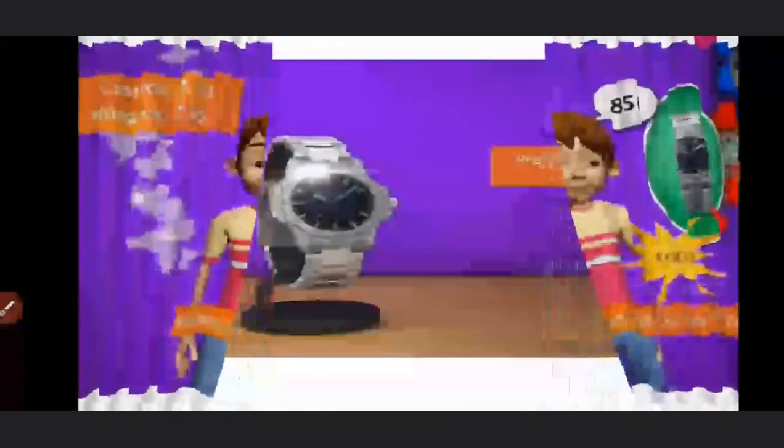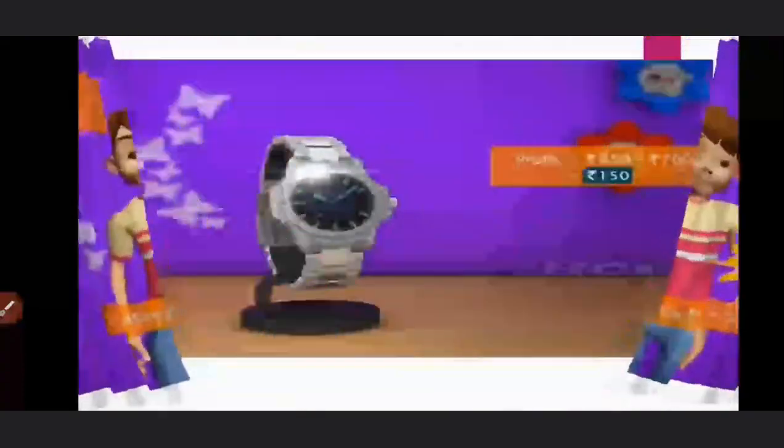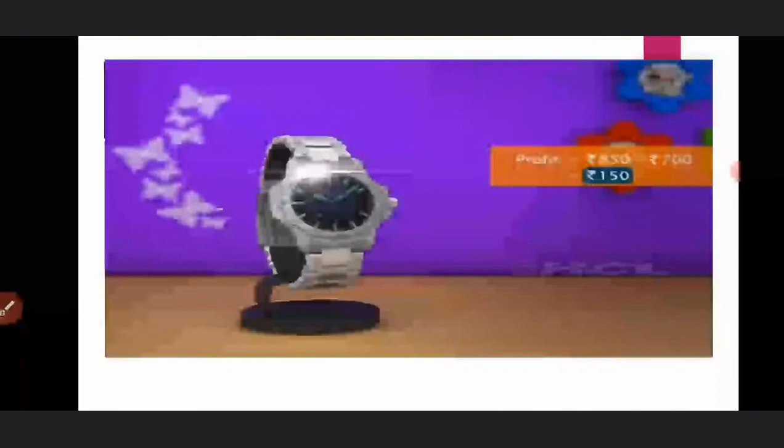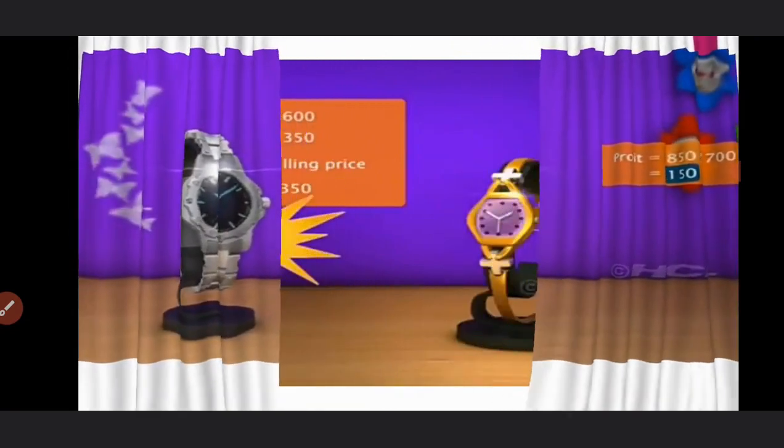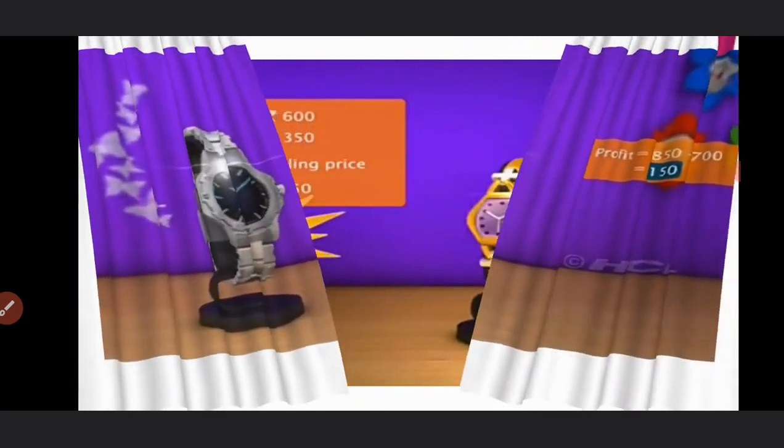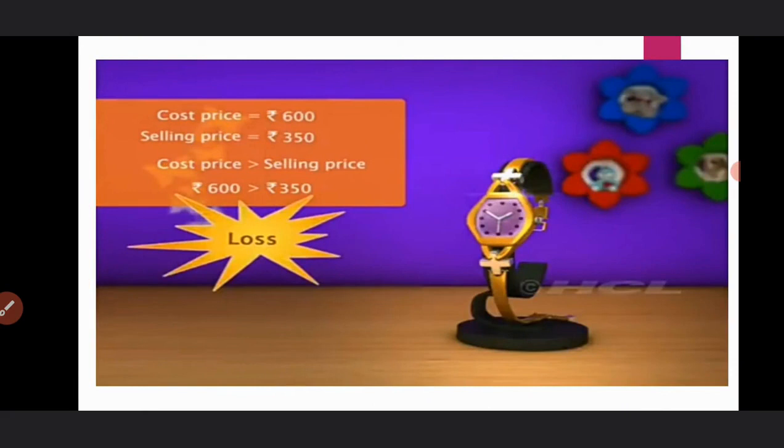So there is a formula to calculate profit. What was that? Profit was SP minus CP. Here the selling price is 850 and the cost price is 700. When we calculate the difference, it is rupees 150. Therefore, we can say that Sam has gained a profit of rupees 150.